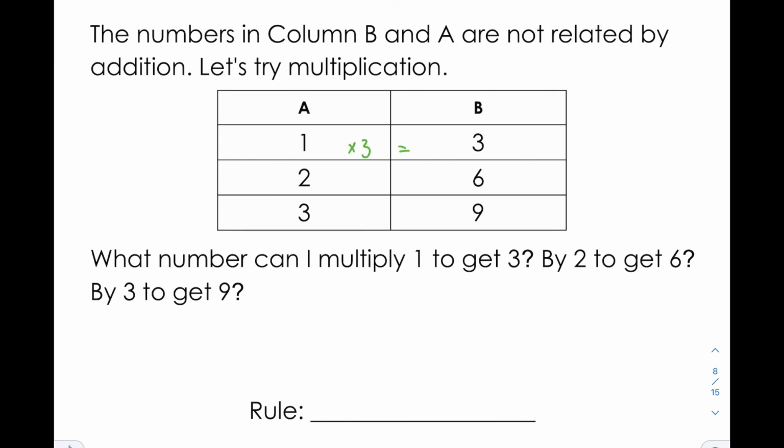Well, I can multiply it by 3, right? Now, does that work here? Is 2 times 3 equal to 6? Yes. And is 3 times 3 equal to 9? Yes again. So that is our rule. We multiply by 3. And our expression would say A times 3 is equal to B. So if I take the number in column A, multiply it by 3, I get the number in column B.